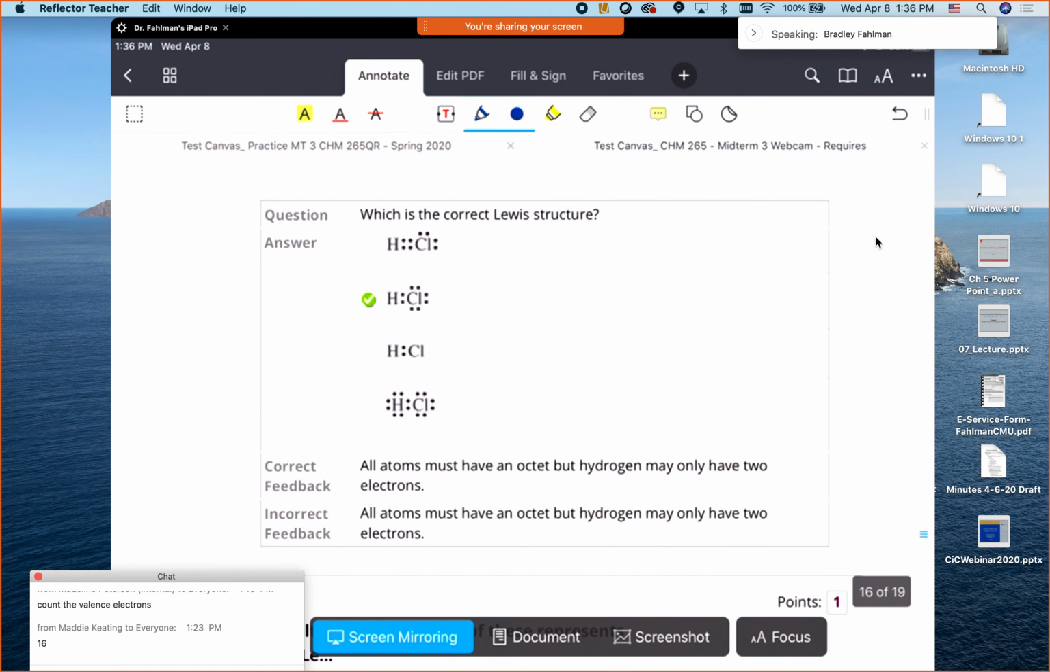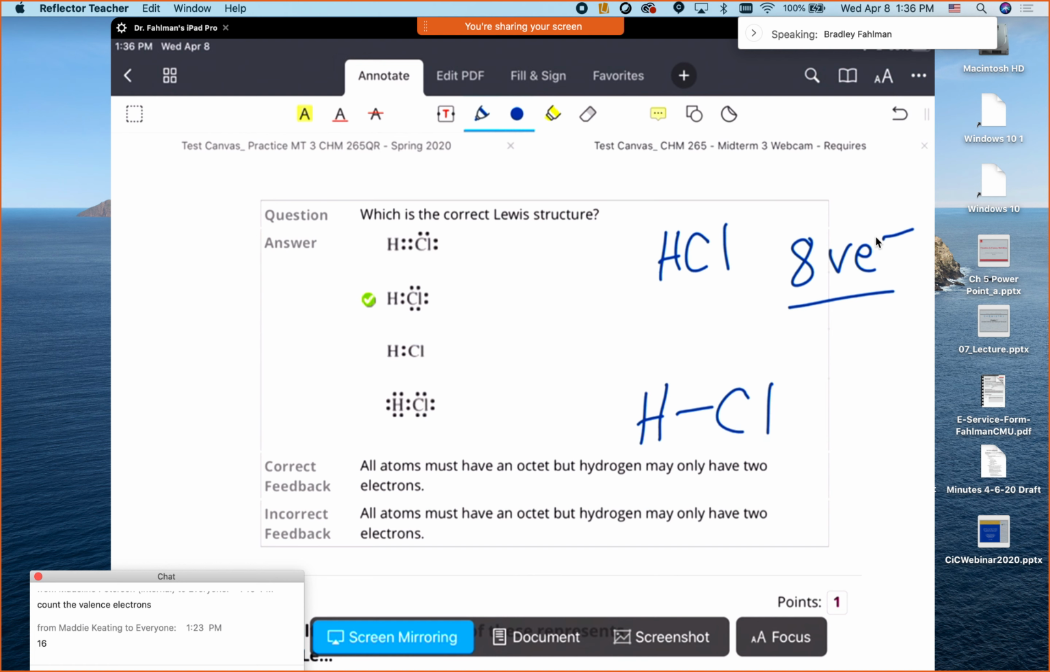Lewis structure. So this one, HCl, we have 8 valence electrons. So 2, 3, 4, 5, 6, 7, 8, like that. And then this is written just a little more explicitly, where these 2 electrons are those bonding ones.